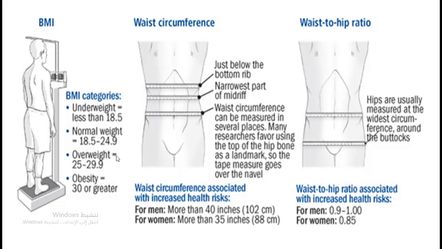Another indicator of the risk of associated diseases in the waist to hip is the waist to hip ratio. Okay. We talked about the BMI, the first indicator. We have the second indicator, the waist circumference, which we also talked about, and we have the third indicator, which is the waist to hip ratio. Okay. Hips are usually measured at the widest circumference around the buttocks.